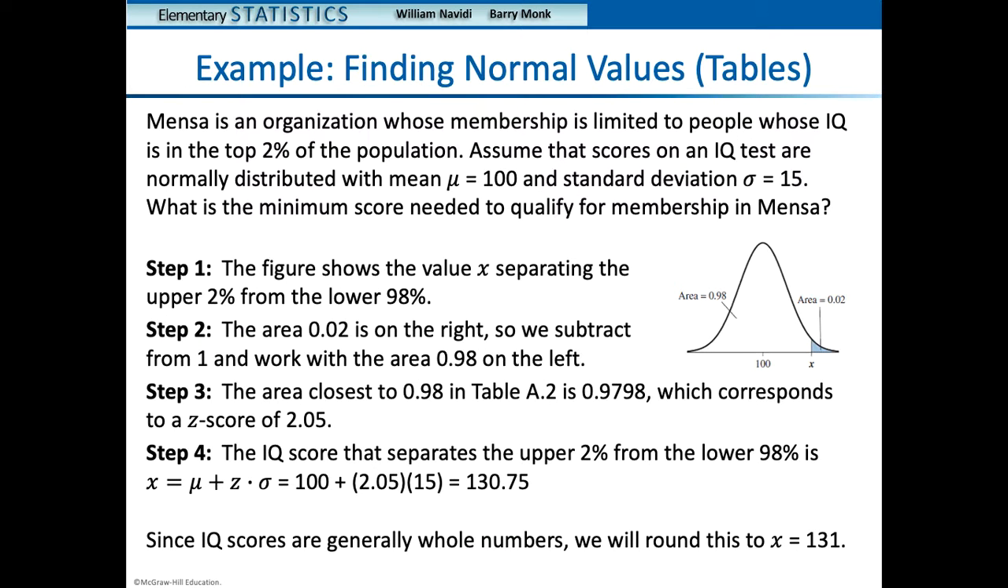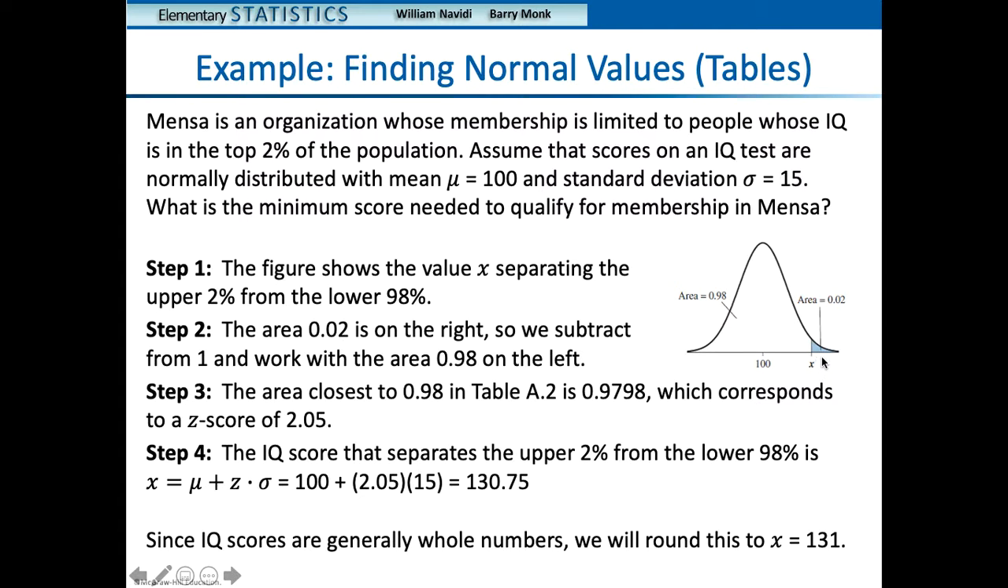So it would be helpful to sketch a normal distribution, right? This represents the distribution of all IQ scores. And my normal distribution will be centered over 100, since it says normally distributed with a mean of 100, and it has a standard deviation of 15. It specifically says that Mensa is an organization whose membership is limited to people whose IQ is in the top 2%, right? So we'll just put a value of x here. Our ultimate goal is to determine what x is.